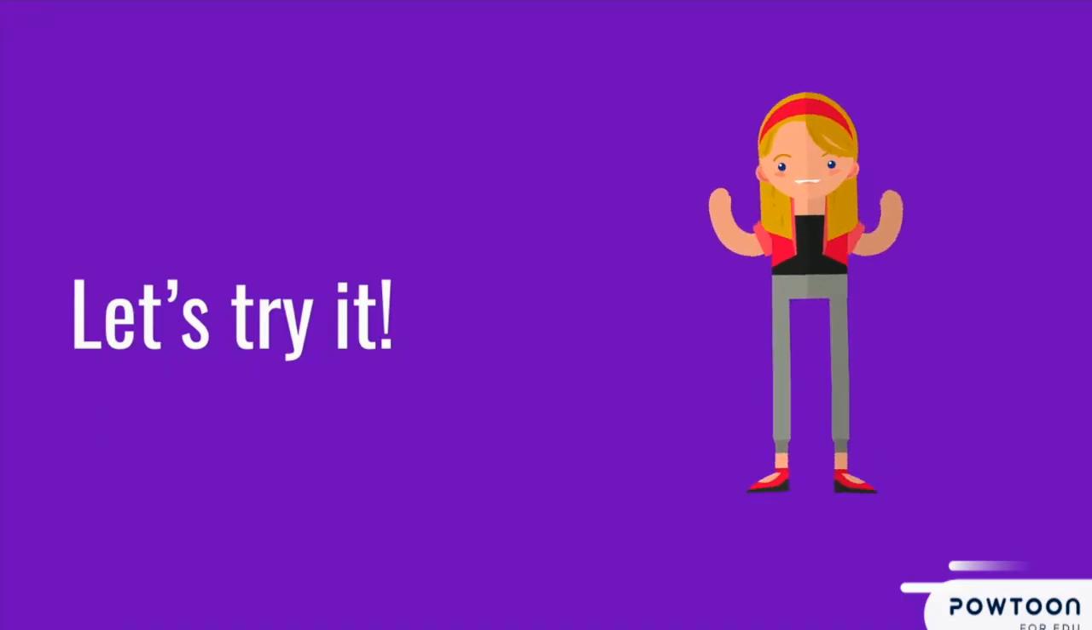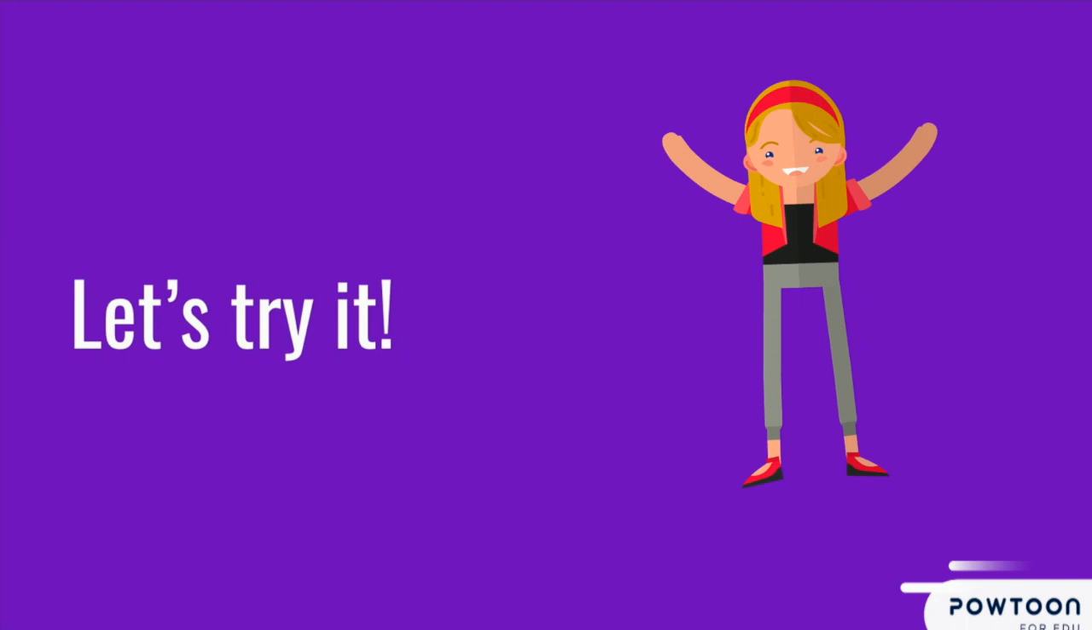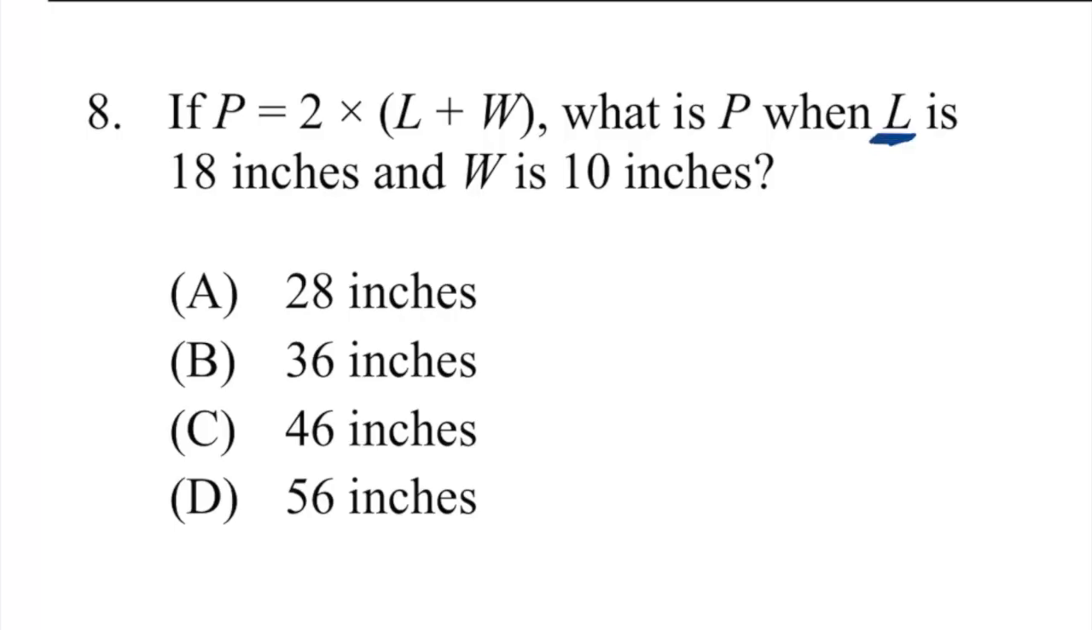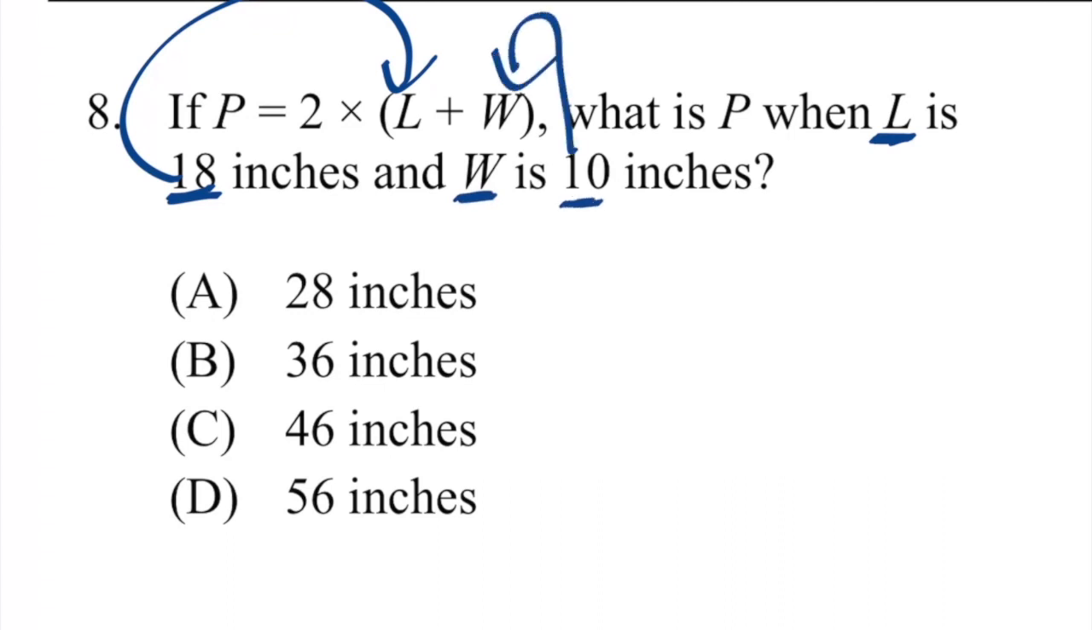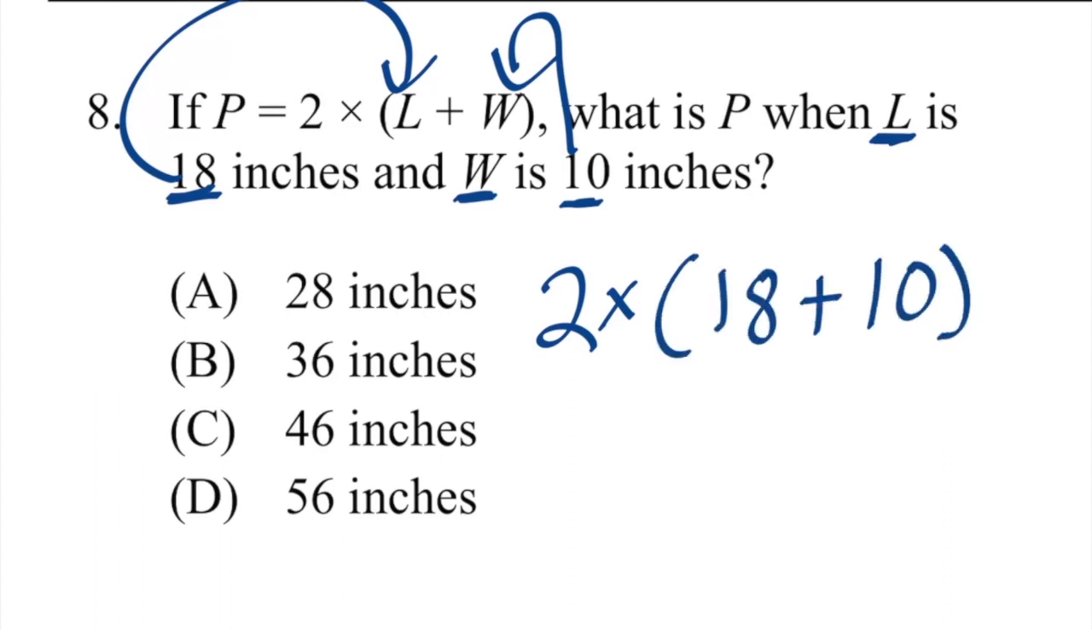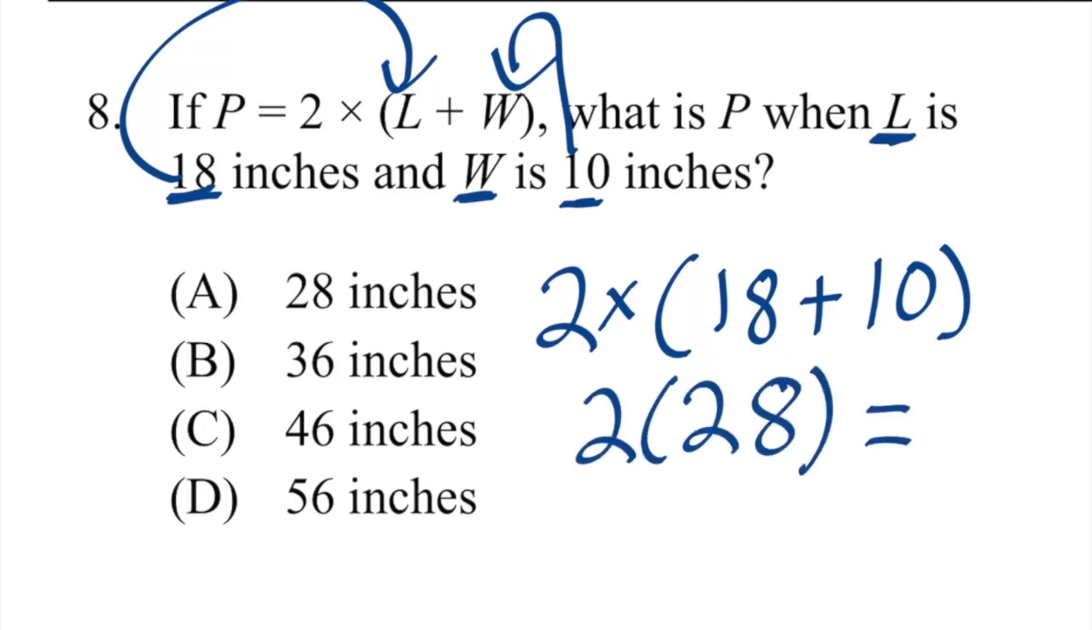Let's try it with test questions. Okay, here is a simple substitution problem. You're substituting L for 18 and W for 10. Pause the video and try this one now. So when we substitute, we'll get 2 times 18 plus 10, which is really 2 times 28, and our answer is 56. Did you get that one right?